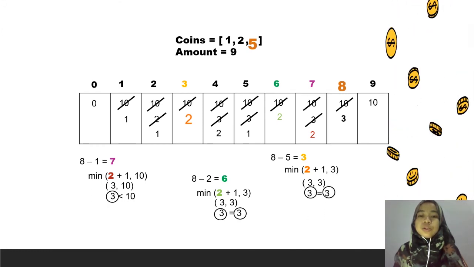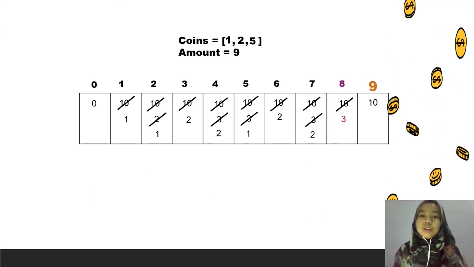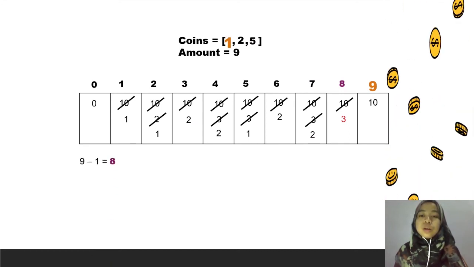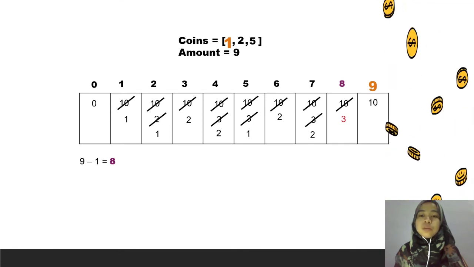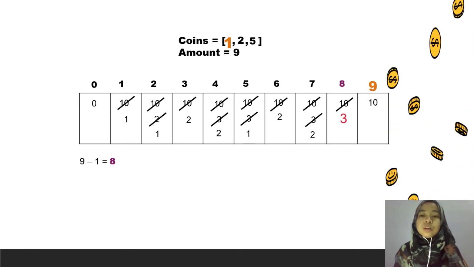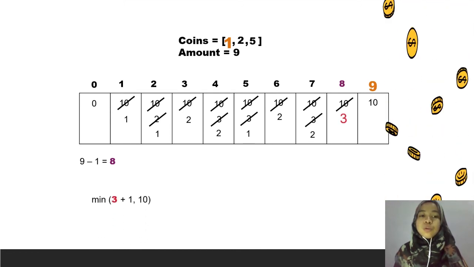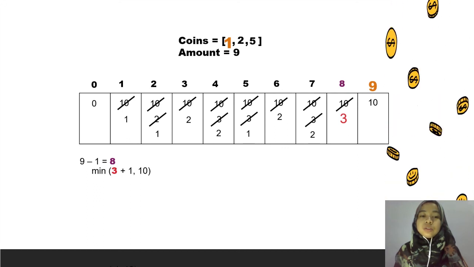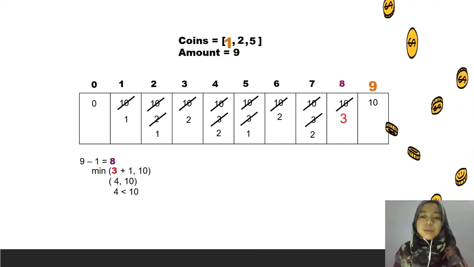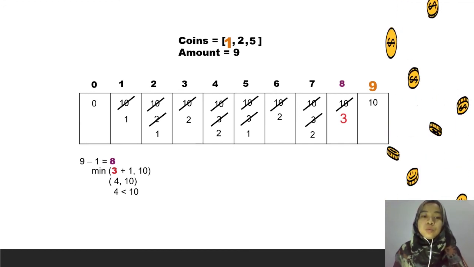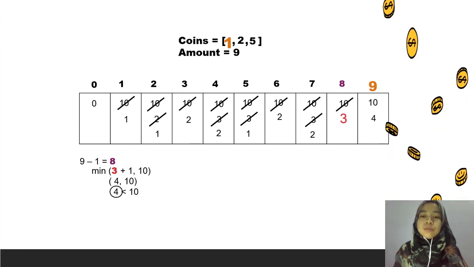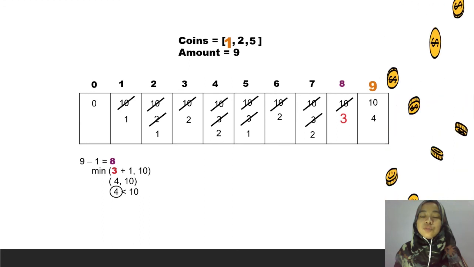So next subproblem 9 with coin 1. So 9 minus 1 is 8. So we will take a look at subproblem 8 and the minimum amount for subproblem 8 is 3. So we will add 1 to the minimum amount of coins for subproblem 8 and compare it with 10. So 3 plus 1, we get 4 and the previous one is 10. So the minimum amount we get is 4. So we will put the new minimum amount of coins for subproblem 9 as 4 and the previous one we will cancel.